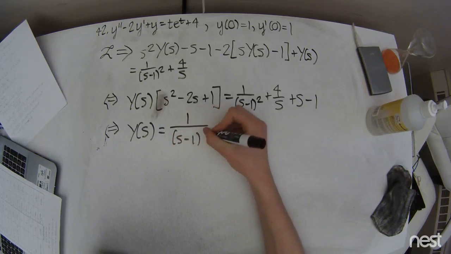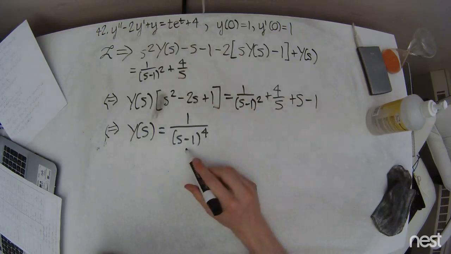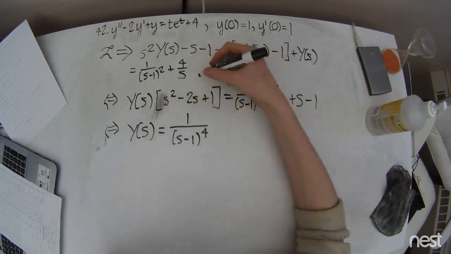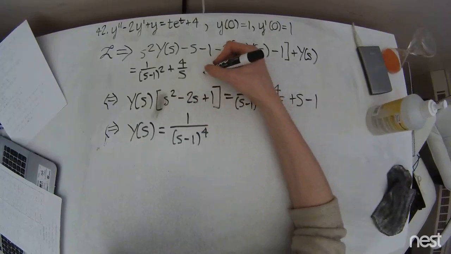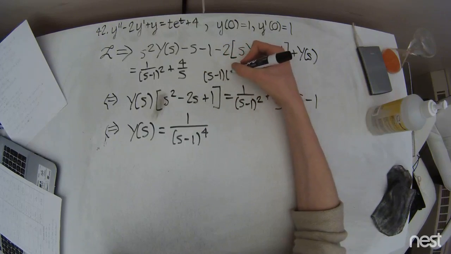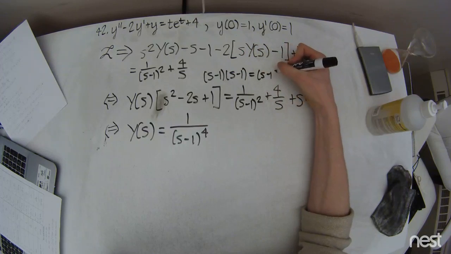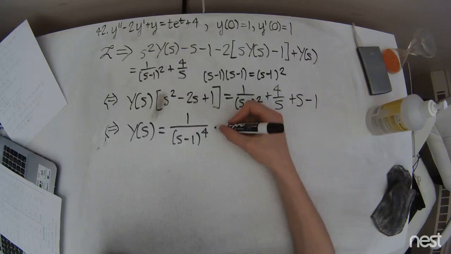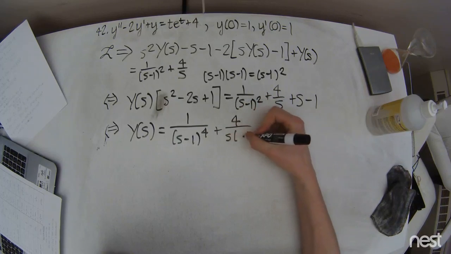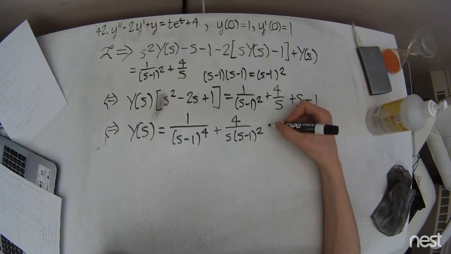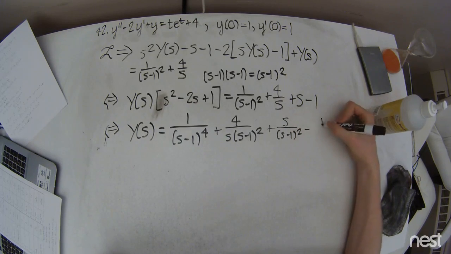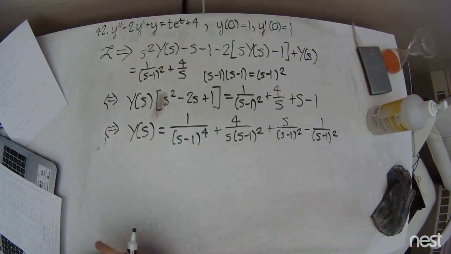1 over (s minus 1) to the fourth. Now, this just comes from factoring out this term here. It's just going to look like (s minus 1) times (s minus 1), which is, of course, (s minus 1) squared. So that's where that denominator comes from. Then we're going to have plus 4 over s times (s minus 1) squared, plus s over (s minus 1) squared minus 1 over (s minus 1) squared.